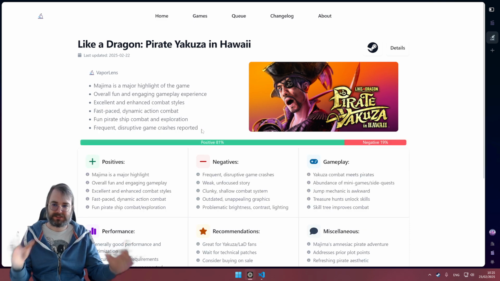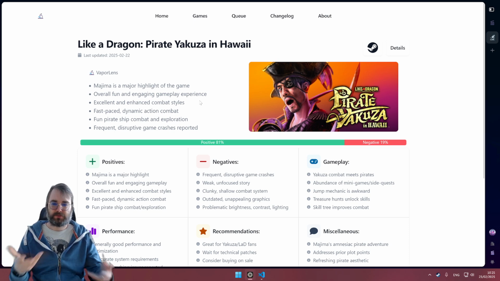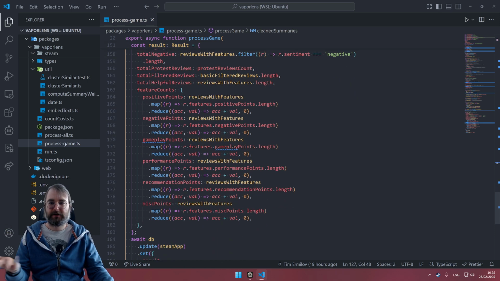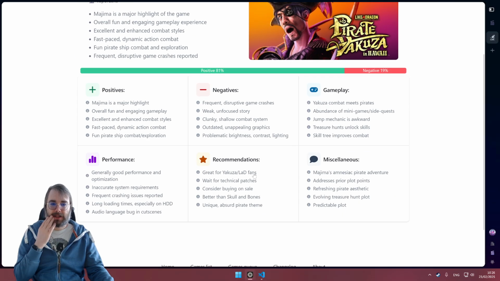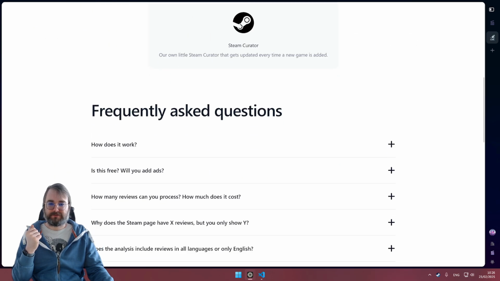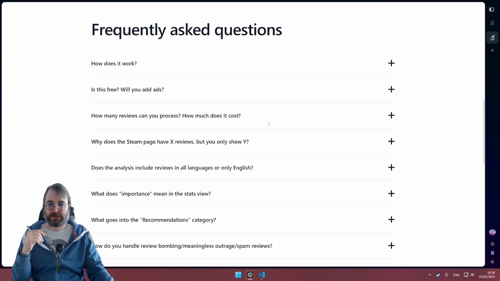So it picks the six most important points, tries to pick a balance between positives and negatives, depending on how many of those the game has, obviously takes weights into account, and returns the results. And then there is this final result assembly, and then all of that is stored in the database. Yeah, that's basically how it works. There is a small FAQ over here that does go deeper into some of those things, but I think I've gone through all of that.